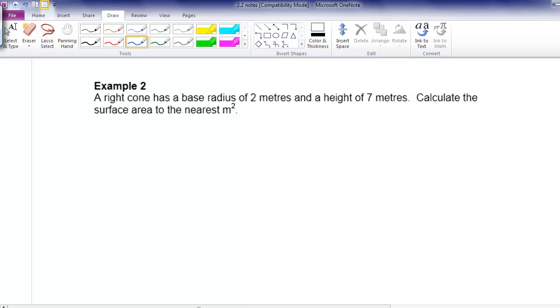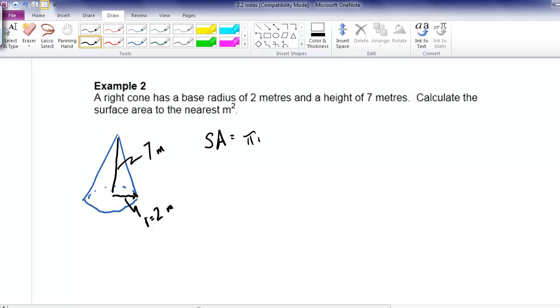A right cone has a base radius of 2 meters and a height of 7 meters. Calculate the surface area. So again, same idea as above. A quick little sketch. Here's my quick little sketch. Doesn't have to be perfect. There's my cone. And what my cone has is, it has a radius of 2 meters, and it has a height, remember height, not slant height, of 7 meters. Formula for surface area is pi r squared plus pi r s.